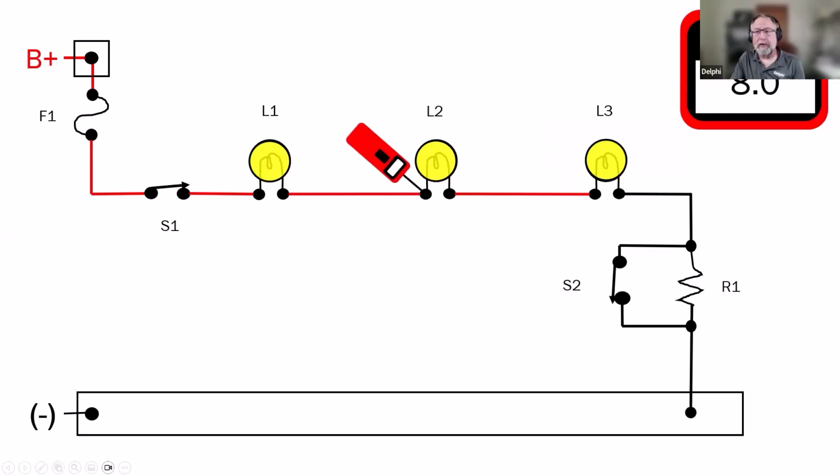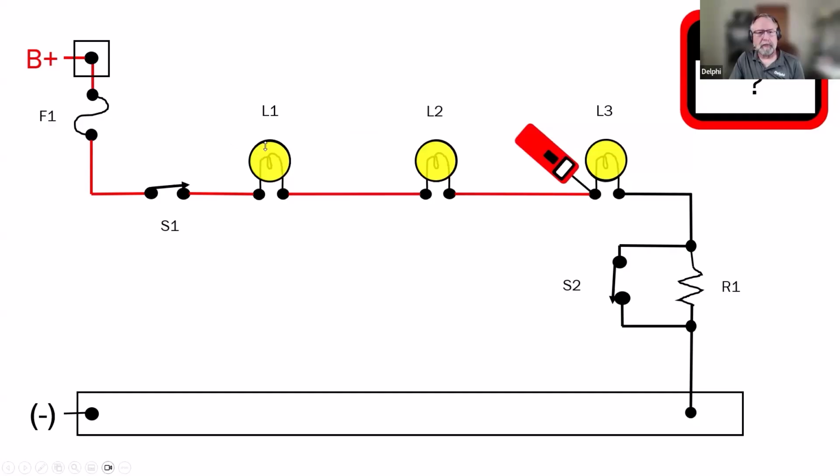Notice that we don't have good battery positive voltage here, and we don't have a good ground. Neither one of these lamps is illuminated. So that tells you right away we're somewhere in between. We might have a problem here. L3, what are you going to see here?